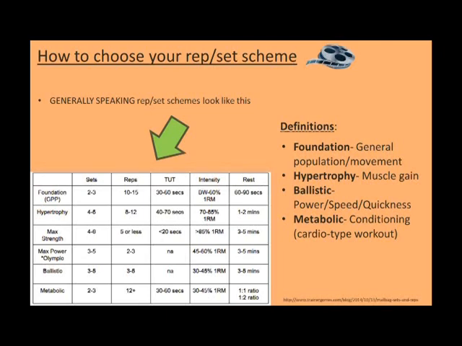How to choose your rep and set scheme. Generally speaking, rep set schemes look like the attached chart. Definitions. Foundation: general population or movement. Hypertrophy: muscle gain. Ballistic: power, speed, quickness. Metabolic: conditioning, cardio type workout.